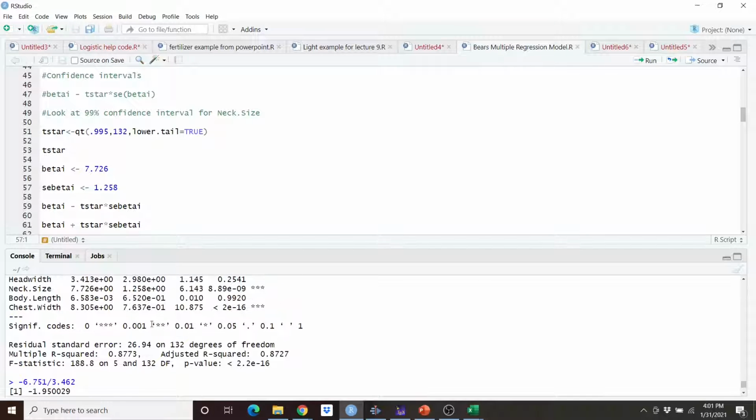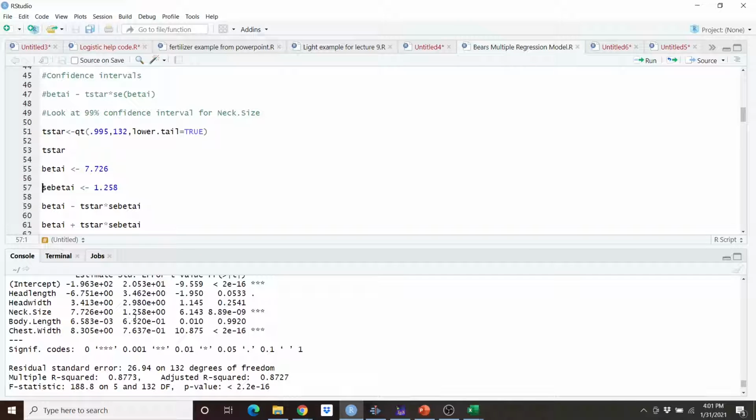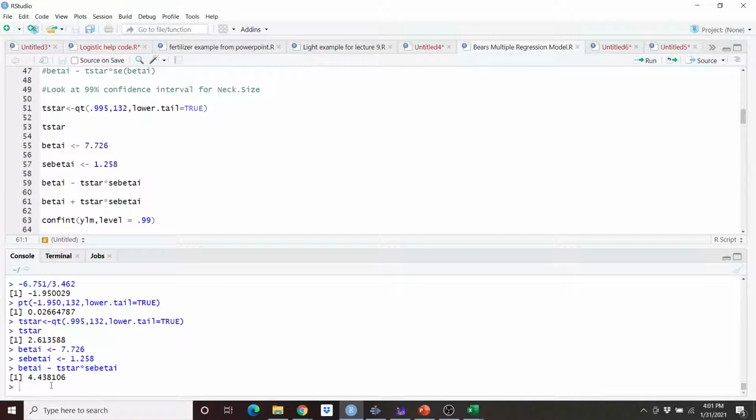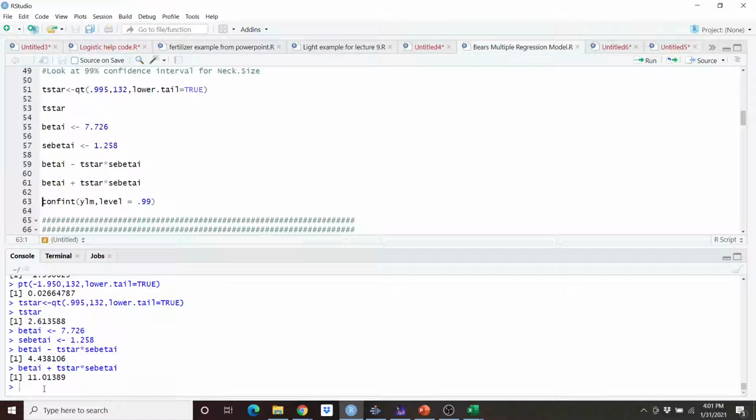Now notice here that I'm doing next size, so 7.726 is my value for beta i. My standard error for beta i is 1.258. If I look at my lower interval value, beta i minus the margin of error, I get 4.438106. And if I look at my upper interval value, 11.01389.